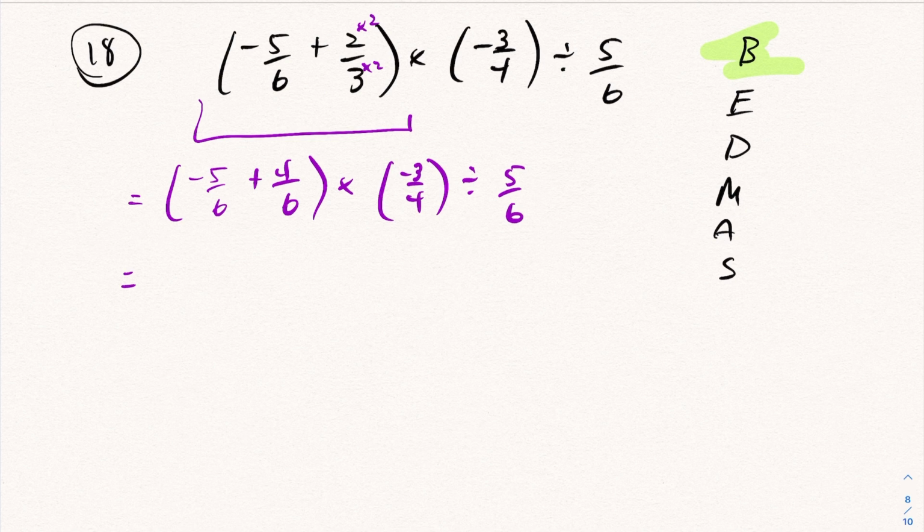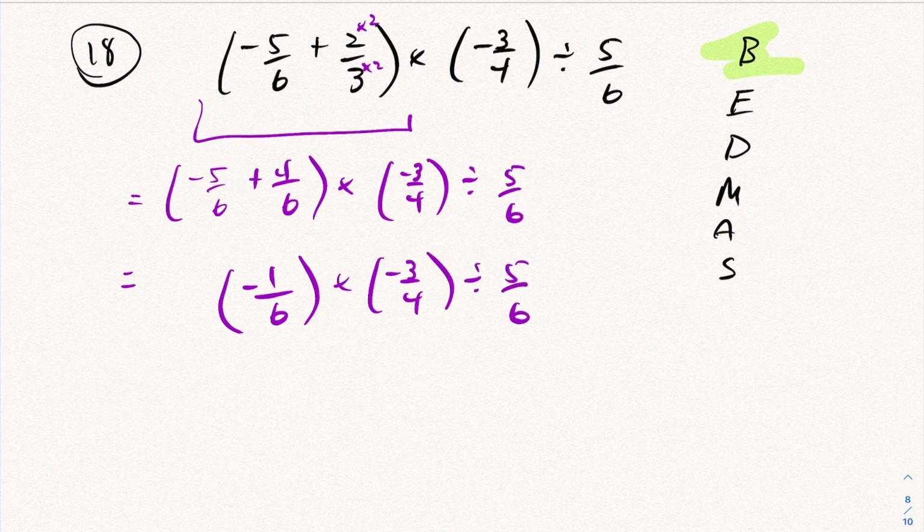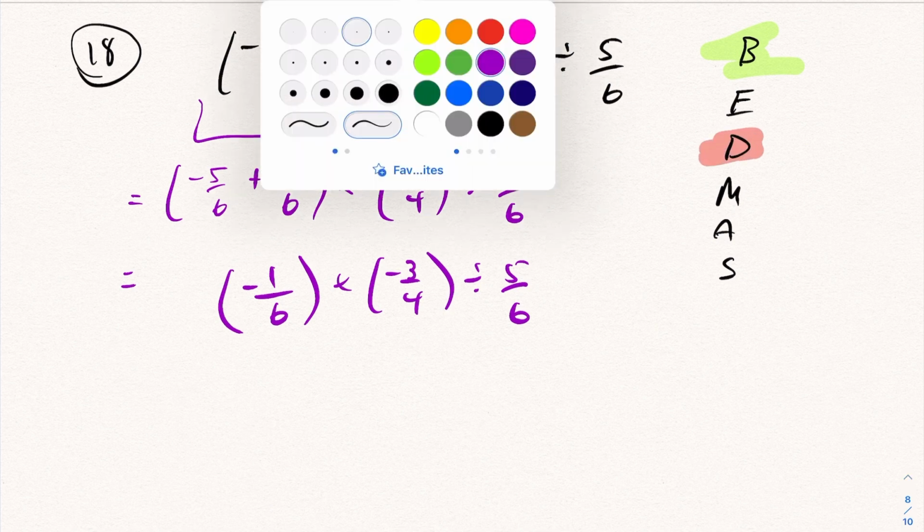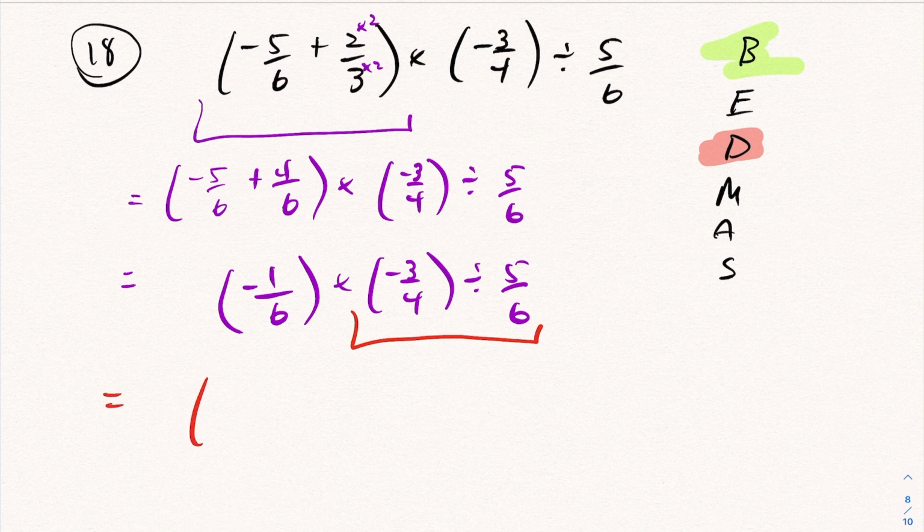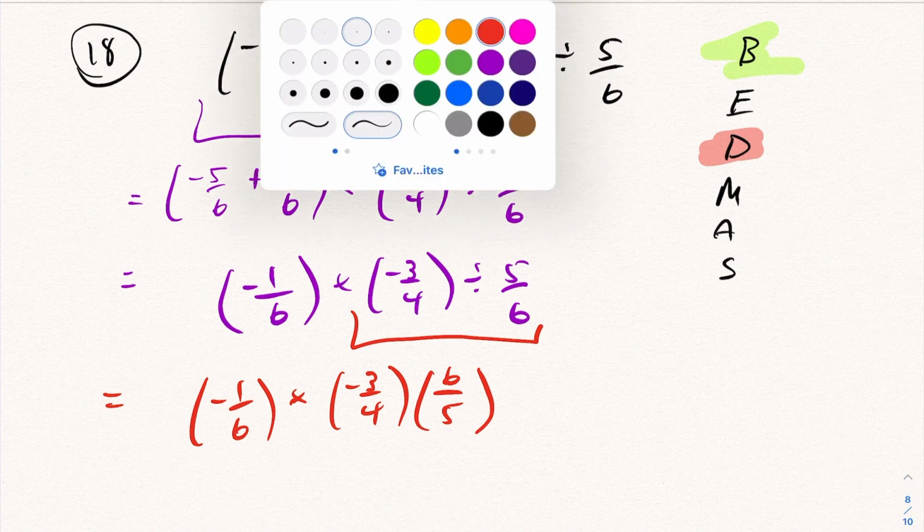Okay, let's now take care of what's in the brackets. Now that I have a common denominator, I just add the tops, in which case I get negative 1 over 6 times negative 3 over 4 divided by 5 over 6. Now if you go to your next set of brackets here, I have multiplication and division. Division happens before, so therefore I have to tackle this problem first. So this becomes negative 1 over 6 times, change division to multiplication and flip, and then we can go ahead and start reducing a bit here.